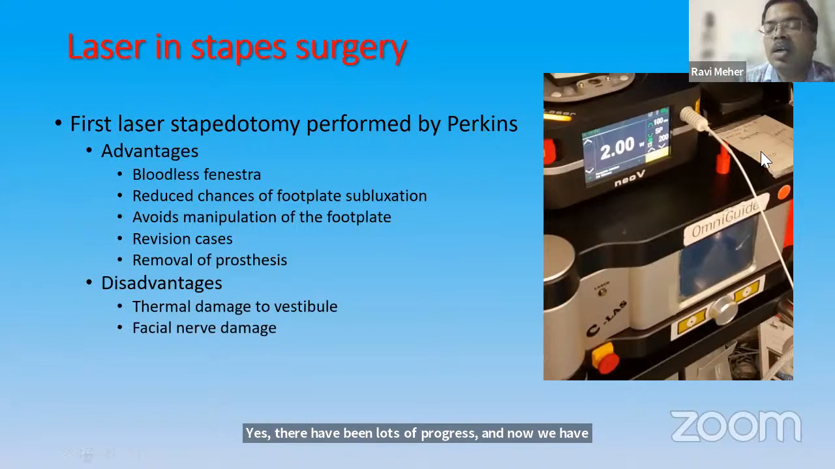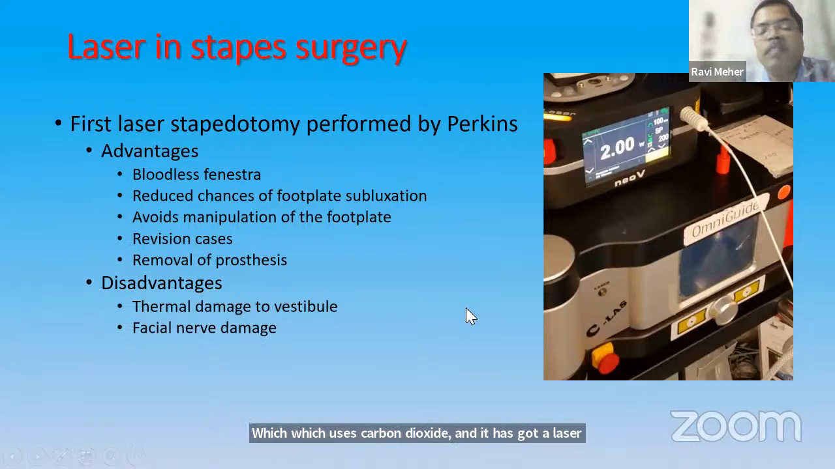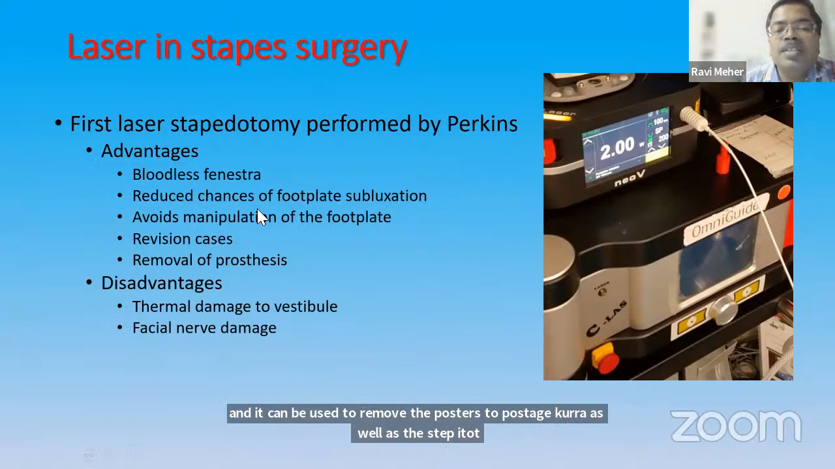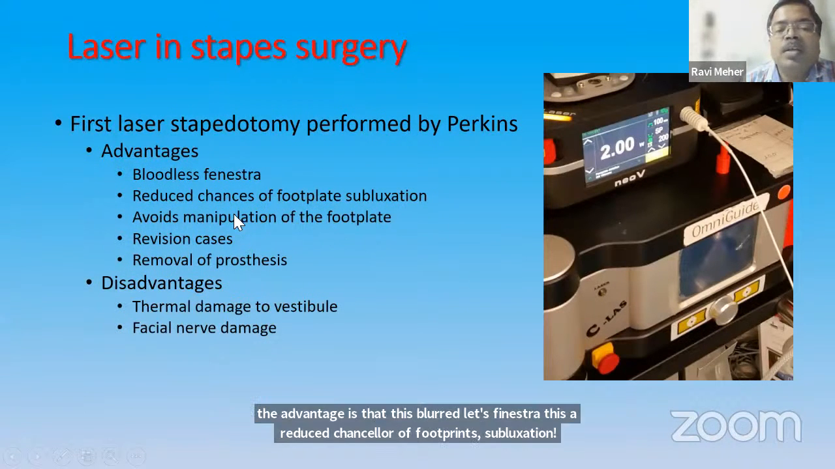So this is an OmniGuide laser machine which uses carbon dioxide, and it has a laser fiber, right? And this laser fiber is a handheld fiber, and it can be used to remove the posterior superstructure, posterior crura, as well as for the stapedotomy. The advantage is that this is a bloodless fenestra, there are reduced chances of footplate subluxation. It avoids manipulation of the footplate.